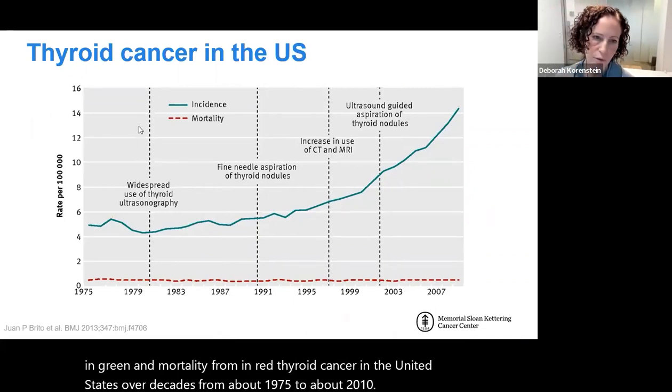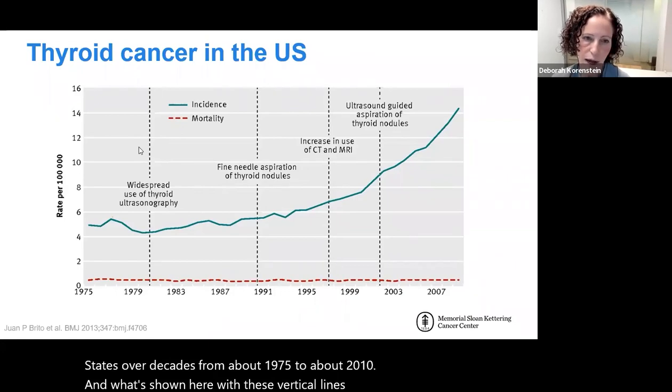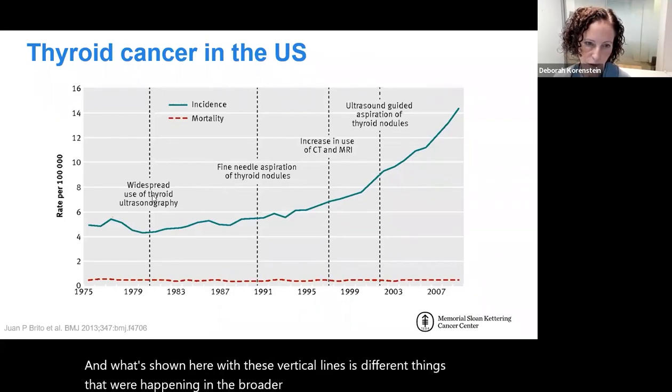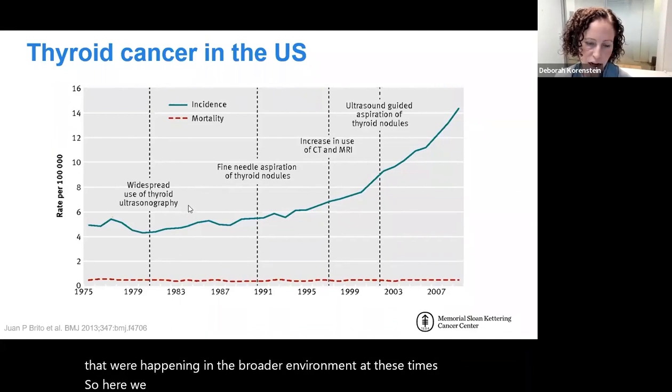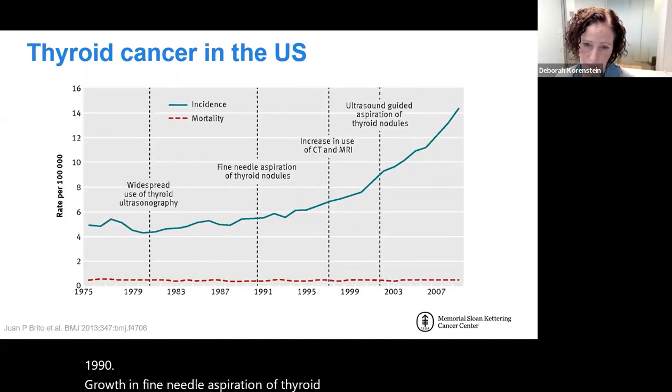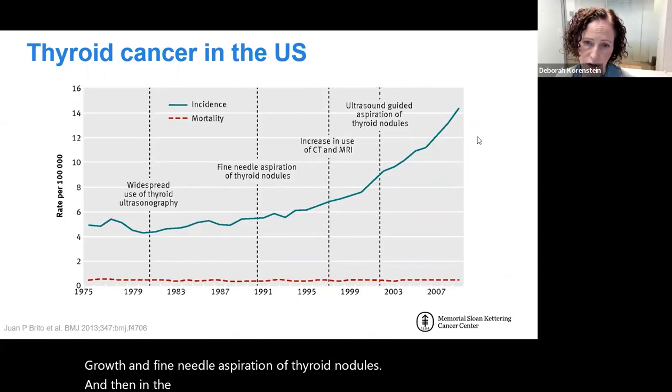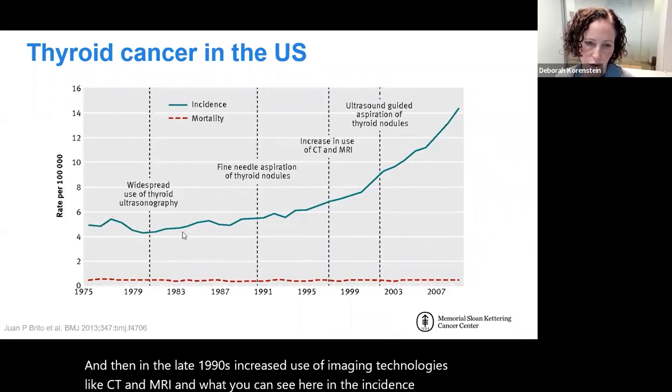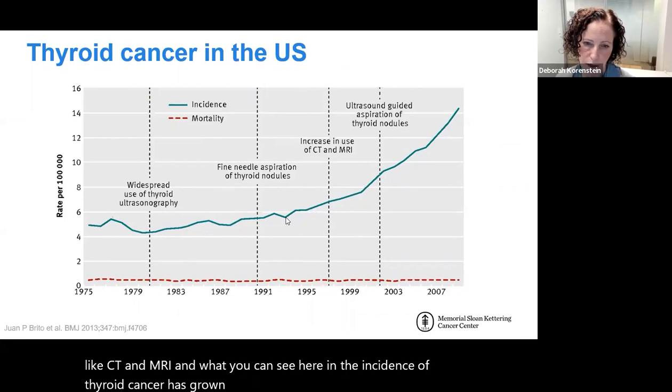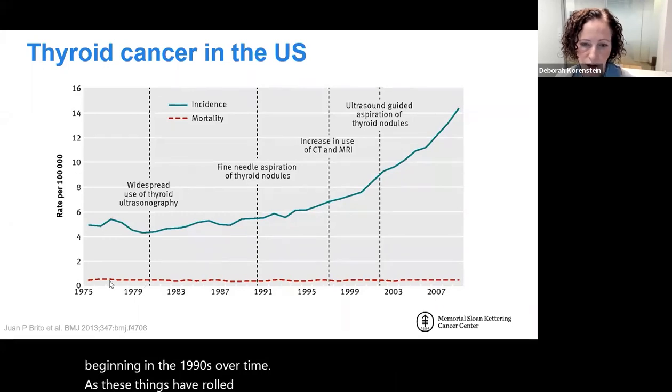And what's shown here with these vertical lines is different things that were happening in the broader environment at these times. So here we see around 1980, use of thyroid ultrasound, around 1990, growth in fine needle aspiration of thyroid nodules. And then in the late 1990s, increased use of imaging technologies like CT and MRI. And what you can see here is that the incidence of thyroid cancer has grown really exponentially, particularly beginning in the 1990s, over time as these things have rolled out. But mortality from thyroid cancer has not budged at all.